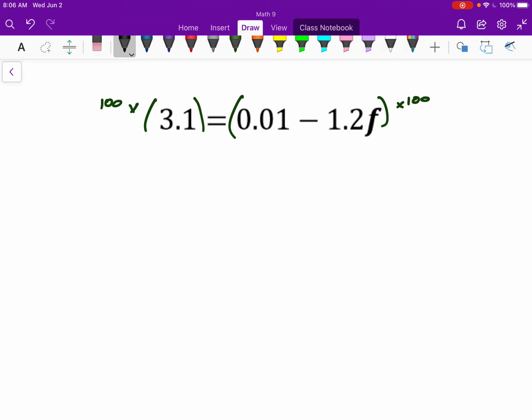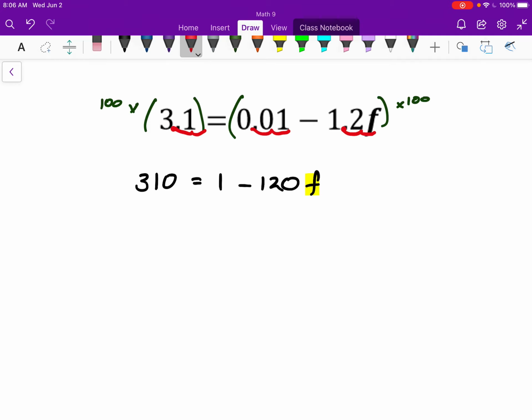So if I multiply the left-hand side by 100, I have 310. If I multiply the right-hand side by 100, I have 1 minus 120f. Again, move the decimal 2 spots, 2 spots, 2 spots. That's a nice thing about multiplying by 10 or 100. In general, anytime you have a decimal, you can multiply both sides by some multiple of 10, and eventually you can get rid of those decimals, unless the decimals repeat forever.